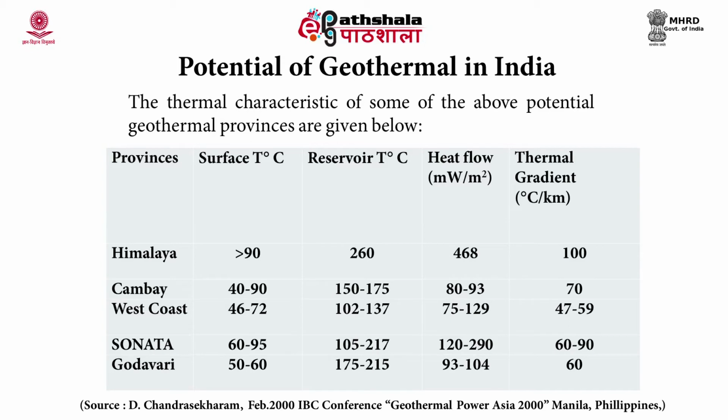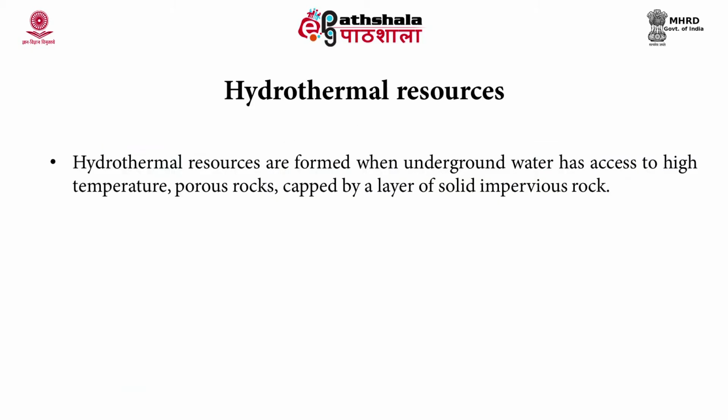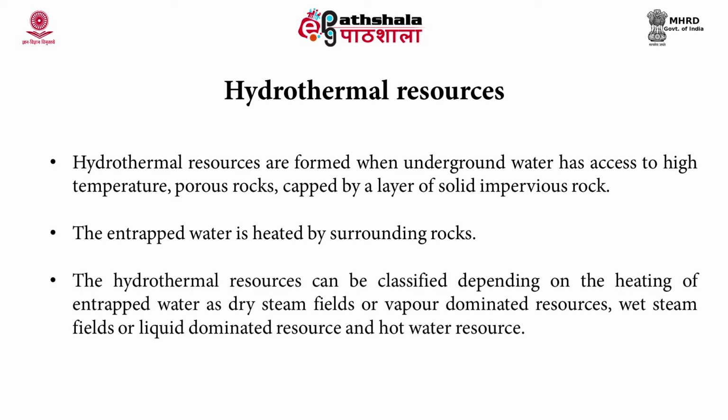Coming to the geothermal power plants, there are 2 types of geothermal resources. The major one is the hydrothermal reservoir, which is a natural reservoir. These hydrothermal resources are formed when underground water has access to high temperature, porous rocks capped by a layer of solid impervious rock. The entrapped water is heated by surrounding rocks. The hydrothermal resources can be classified depending on the heating of entrapped water as dry steam fields or vapor dominated resources, wet steam fields or liquid dominated resources, and hot water resources.